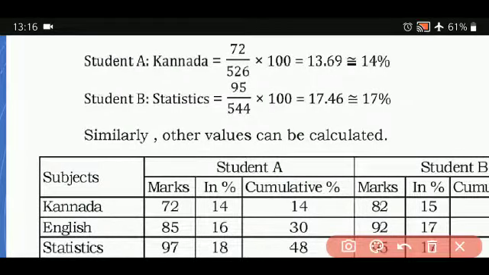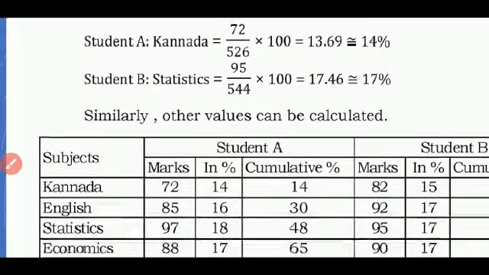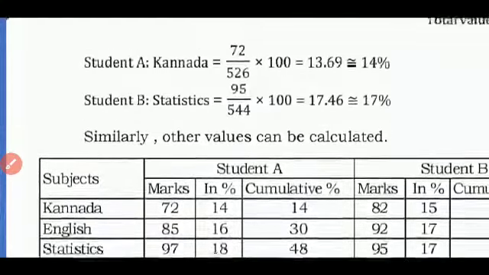The total of these marks is 526. The first one is 72 divided by 526 into 100, that is 13.69. We are approximating it to 14. Why are we approximating? Because we want to make the total 100. One more calculation they have given for statistics should be 97. There is a print mistake, I guess. Yes, there is a print mistake.